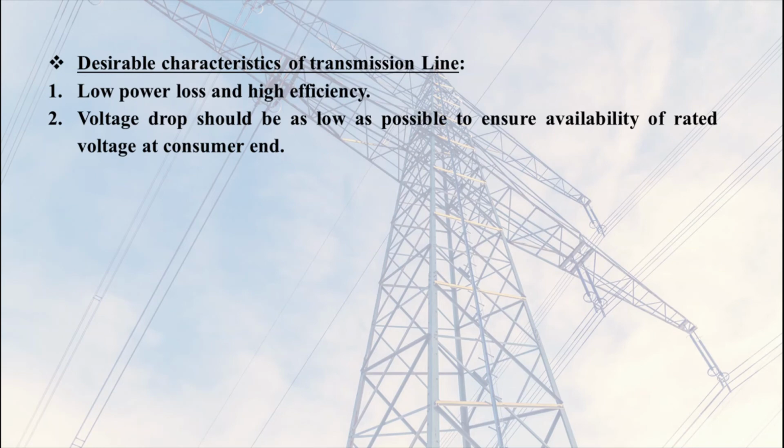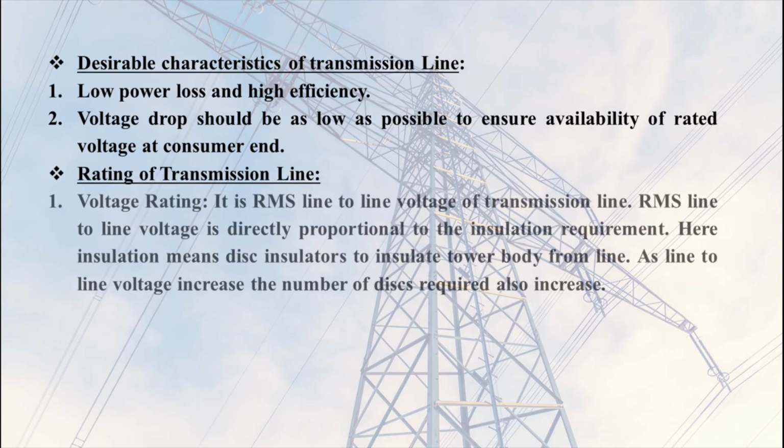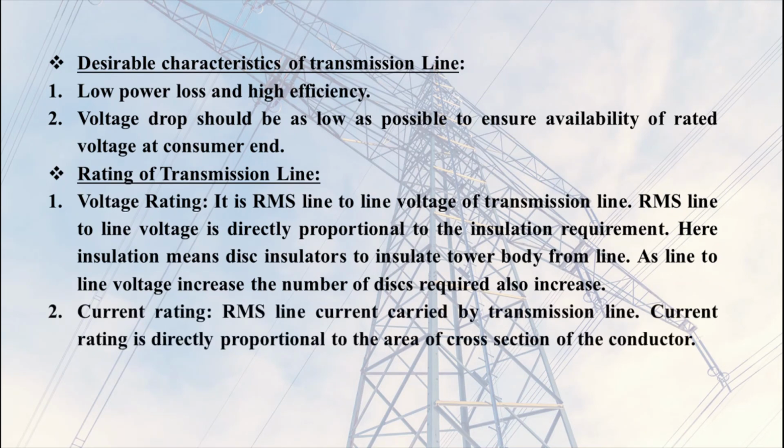Now we will discuss the ratings of transmission line. First is voltage rating. It is RMS line to line voltage of transmission line. RMS line to line voltage is directly proportional to the insulation requirement. Here insulation means disc insulator. Now second rating is current rating. Current rating is RMS line current carried by transmission line. Current rating is directly proportional to the area of cross section of the conductor.